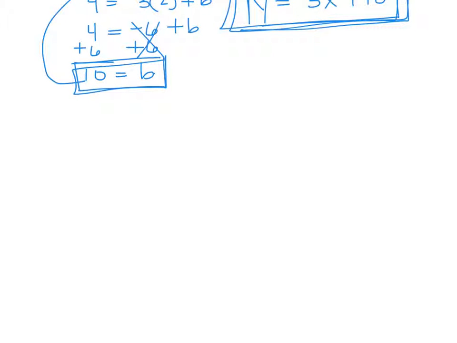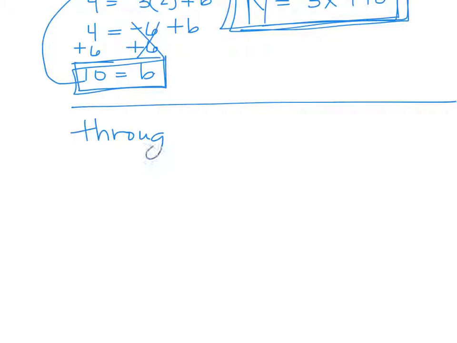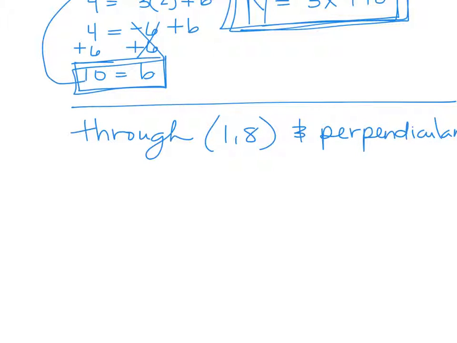One more of those. Let's say we want to go through the point, I'm not going to write the whole question out. I'm just going to write the key parts since you've seen how it's worded. So we want to go through the point 1, 8 and perpendicular to y equals 2x plus 1.